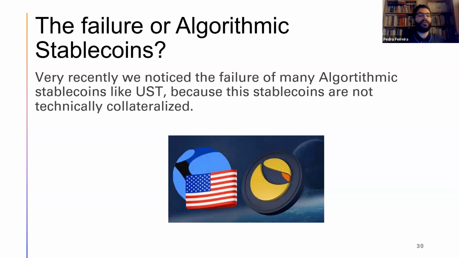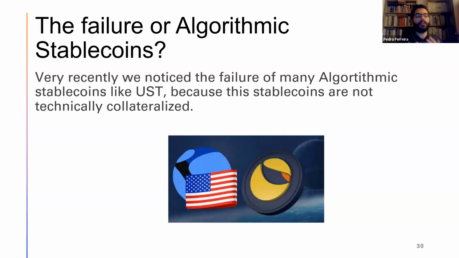The failure of algorithmic stablecoins is also a huge problem, because if you are depositing a large part of your portfolio in a stablecoin, it is because you want to be insured against the volatility. You want to be protected against the volatility. And if the stablecoin does not protect you, that means that you technically lost your investment.